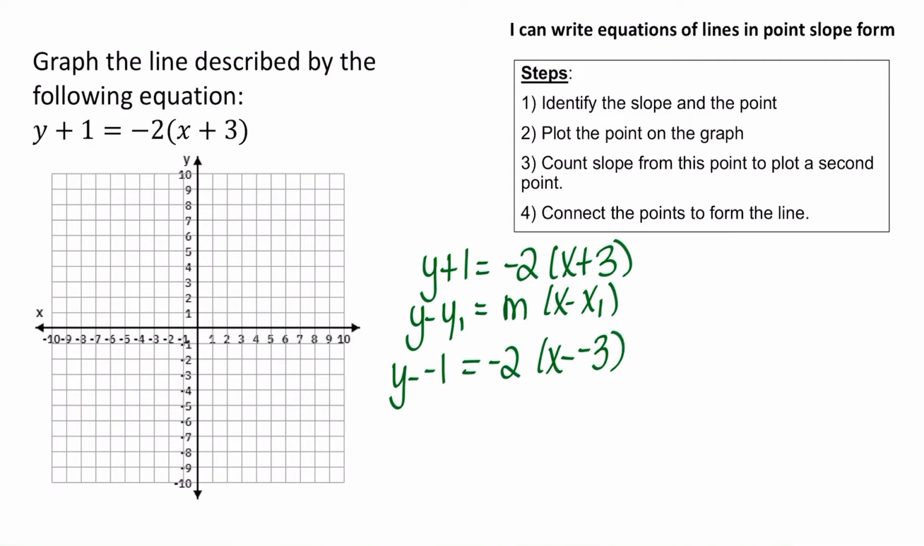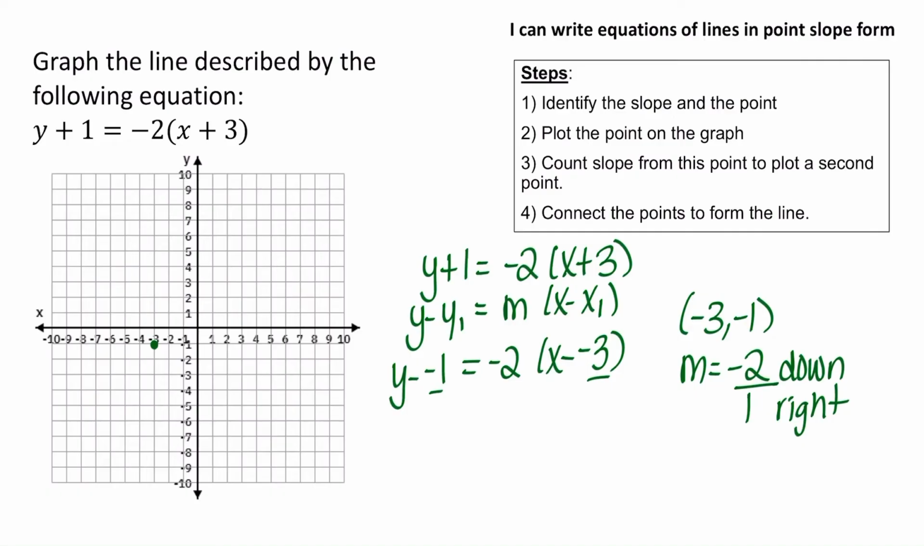So that means that my x1, y1 is going to be negative 3, negative 1, and my slope equals negative 2. So I go to negative 3, negative 1, and put my first point there. My slope is negative 2, so that's negative 2 over 1, which means I go down 2 and then right 1. So from this point, I'm going to go down 1, 2, and then right 1, and then connect the points to form the graph of my line.